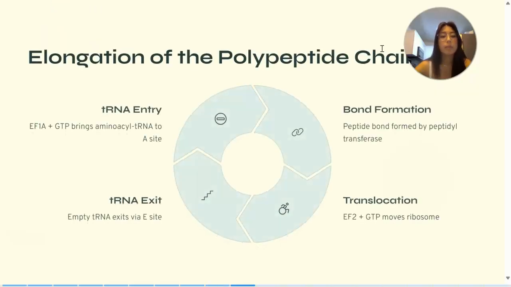The elongation of the peptide chain. During elongation, amino acids are sequentially added to the growing polypeptide chain.